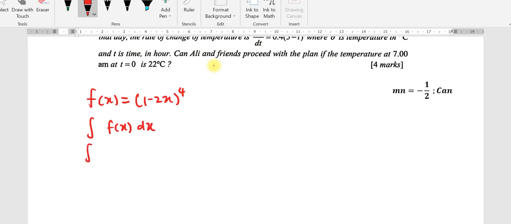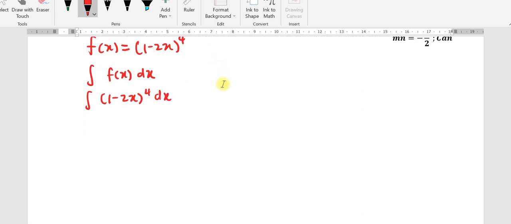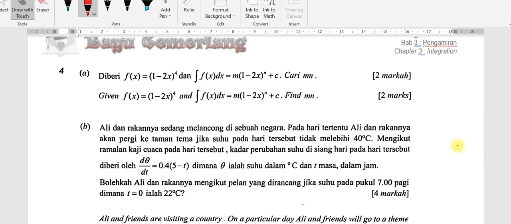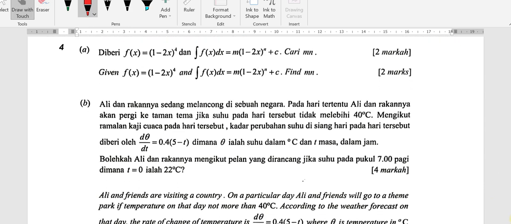Okay, we try to integrate. What is f(x)? (1 minus 2x) power 4 dx. You integrate the outer bracket first, over 5, and then differentiate the inside. Since you already integrated, you no need to put the integration symbol here. And don't forget, this is an indefinite integral. They never give anything to substitute, right? So you need to plus c, don't forget that.